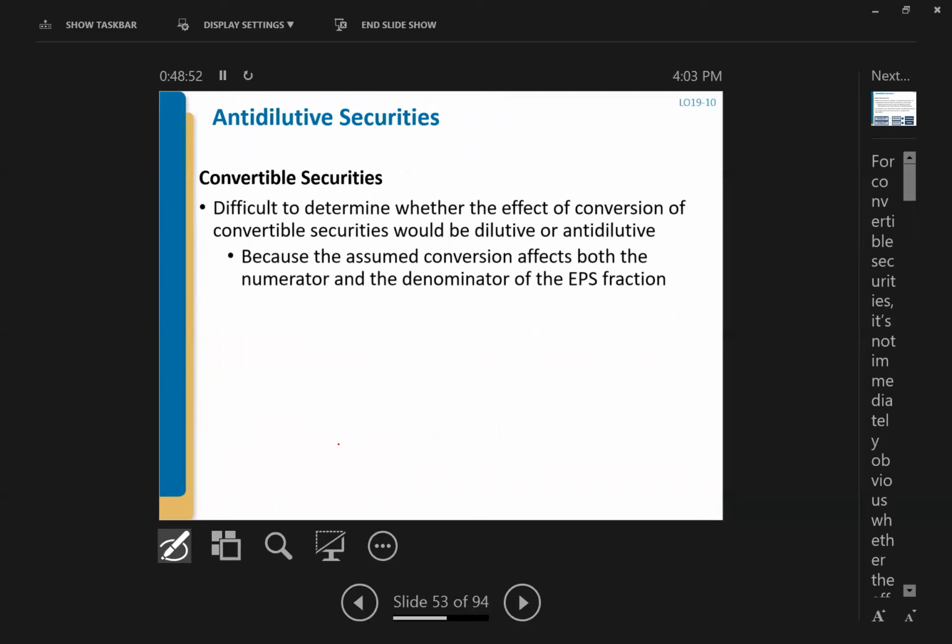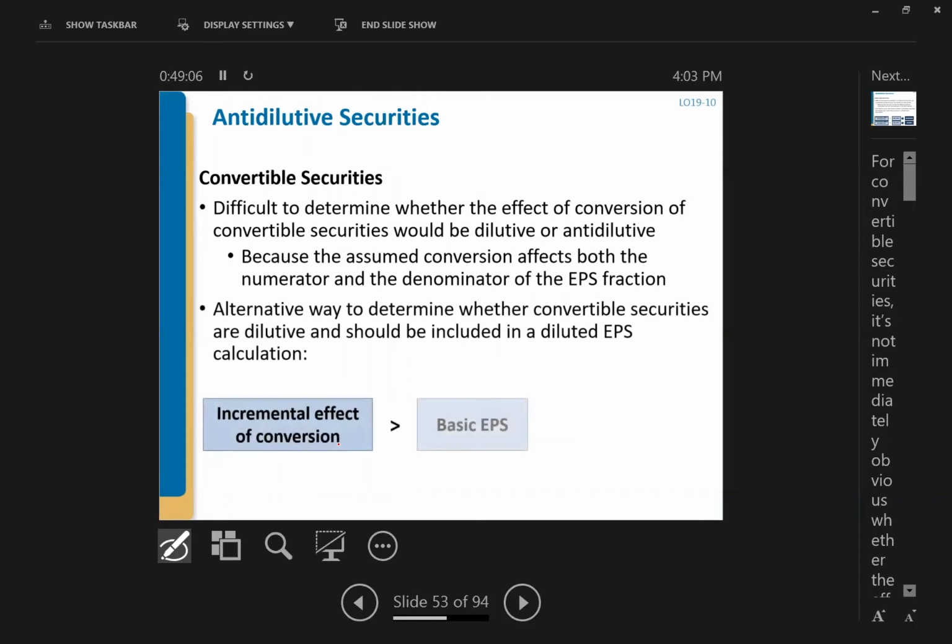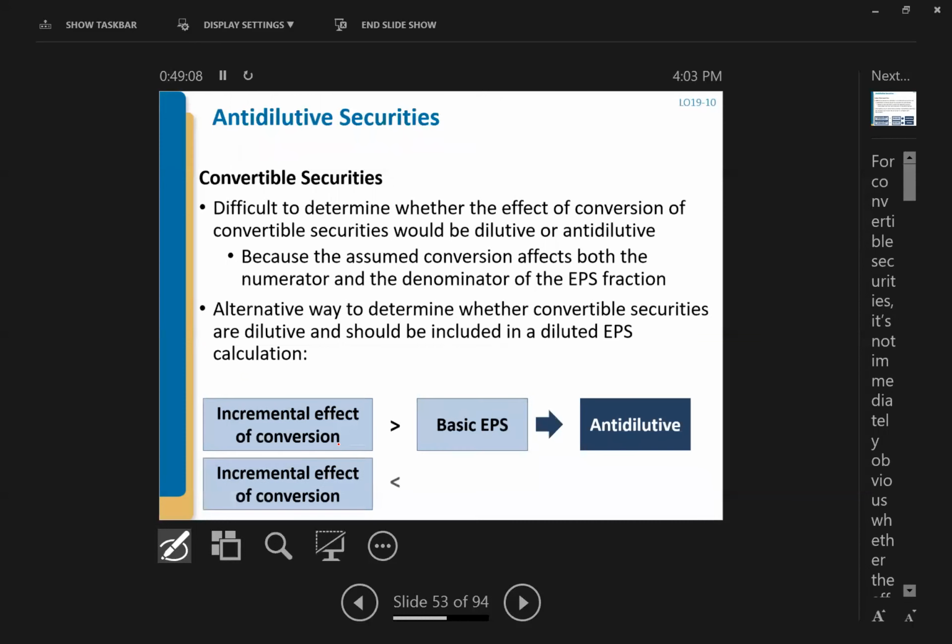Convertible securities. It's difficult to determine whether the effect of conversion of convertible securities would be dilutive or anti-dilutive, because the assumed conversion affects both the numerator and the denominator. And so you basically have to go through the calculations. So if the incremental effect is greater than earnings per share, then it's anti-dilutive. If it's less than, then it's dilutive.